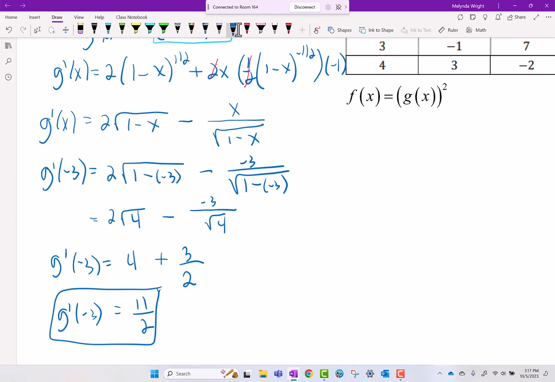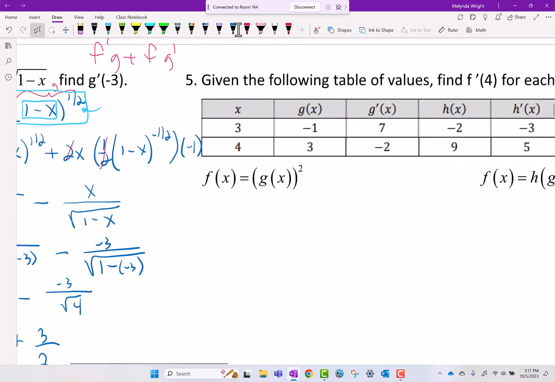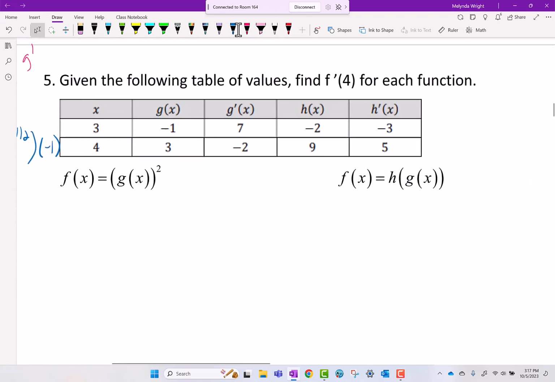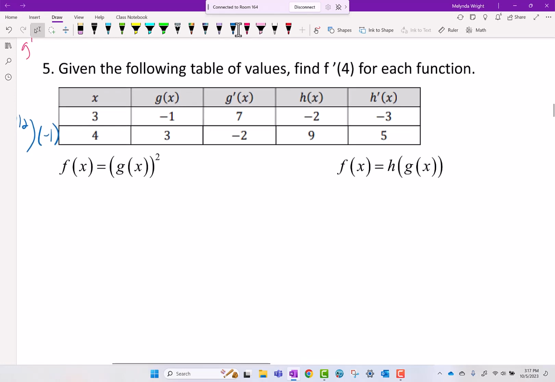One more problem. It's a two-parter, but just one more problem. And in this problem, this is the abstract. So what we're doing is going through different scenarios. Now we're going to go through the abstract scenario where we've got a table. We've got to read values off the table. So they want us to find f prime of 4. Well, let's work on this first one.